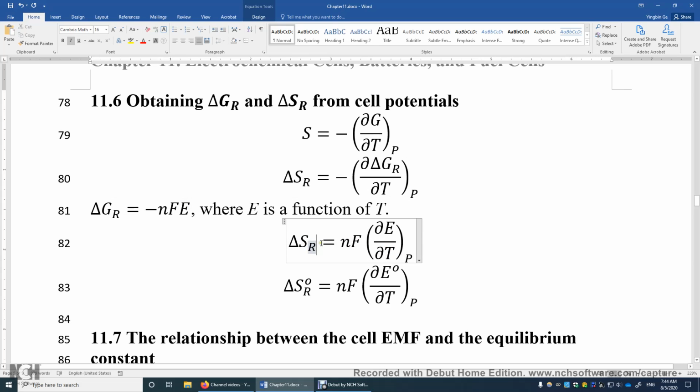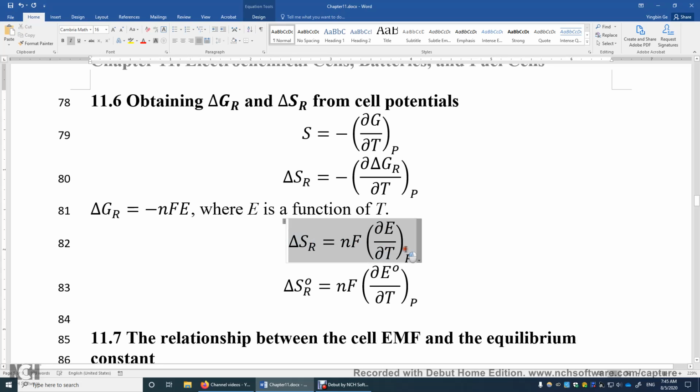For example, if you are interested in the entropy at, for example, room temperature, you need to measure this E at 298.15 Kelvin and then maybe 298.16 Kelvin, 298.14 Kelvin, and then you make a graph, you plot this, you get the slope, you get delta E over delta T, and then multiply by nF, you get the entropy change of the reaction.